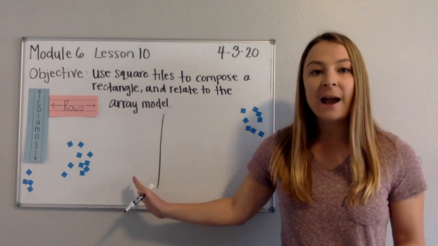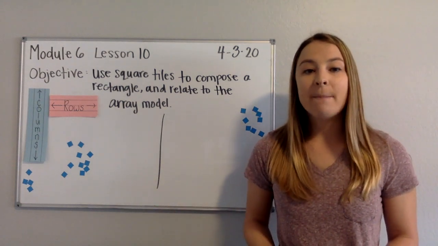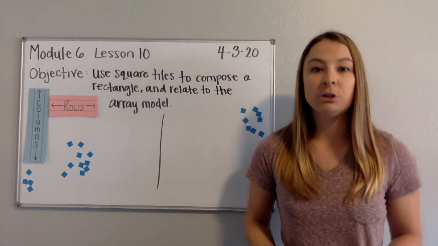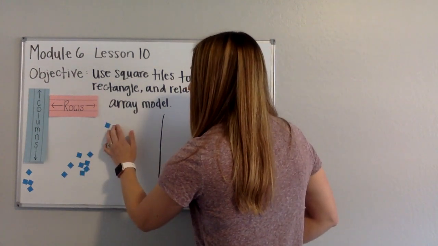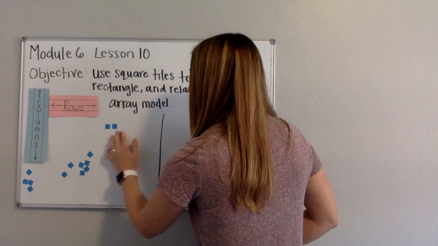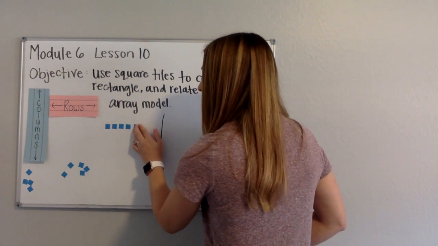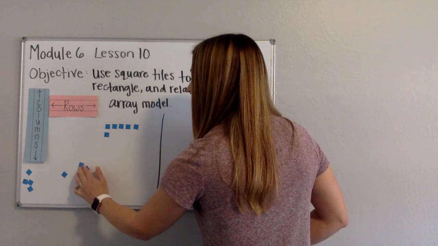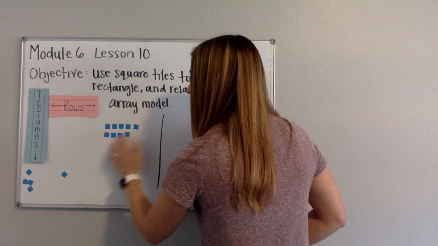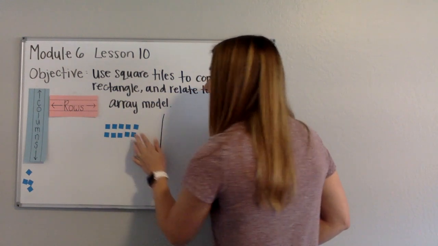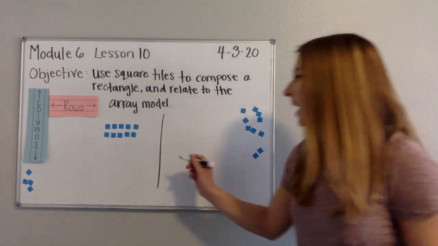On our first side, we are going to come up with 2 rows of 5. I'm going to go ahead and move my counters now to show 2 rows of 5. So I have 1 row of 5. And I have 2 rows of 5. And just below it, I'm going to write 2 rows of 5.